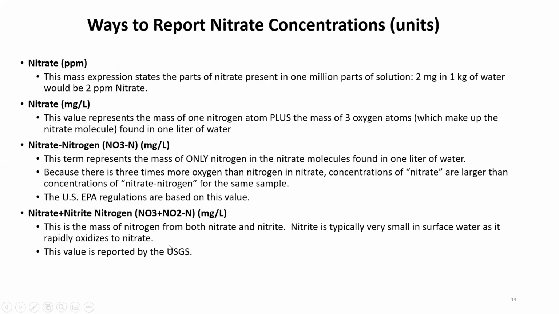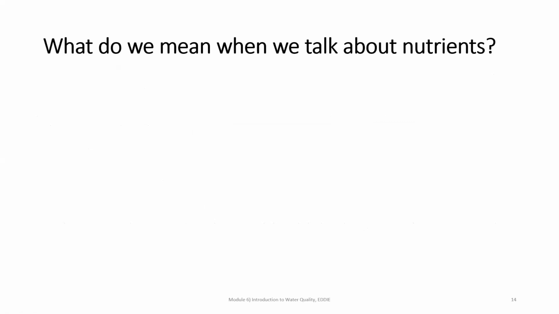And then the USGS will use a different method. They report nitrate nitrite nitrogen, which includes nitrogen from both nitrates and nitrites. You don't usually find nitrites in very large amounts, so it's oftentimes recorded with nitrates, and that's what they report. Either way, these are all just ways to measure nitrogen. And we'll talk about why you should care about nitrogen.